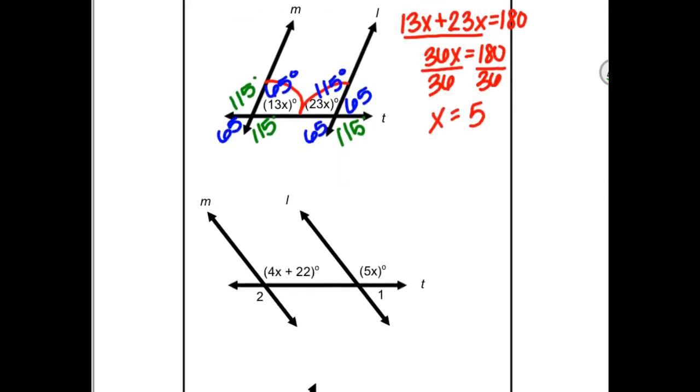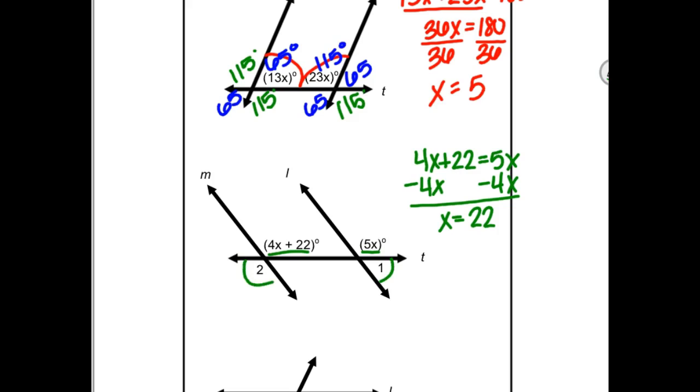So let's go ahead, we've got 2 more for today. Now I look and I say, all right, I know that this angle and this angle are corresponding, which means they're equal to each other. So that means 4x plus 22 equals 5x. If I subtract 4x from both sides, I get that x is equal to 22.